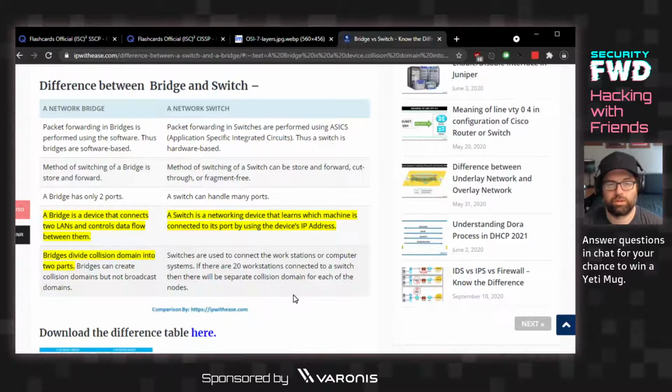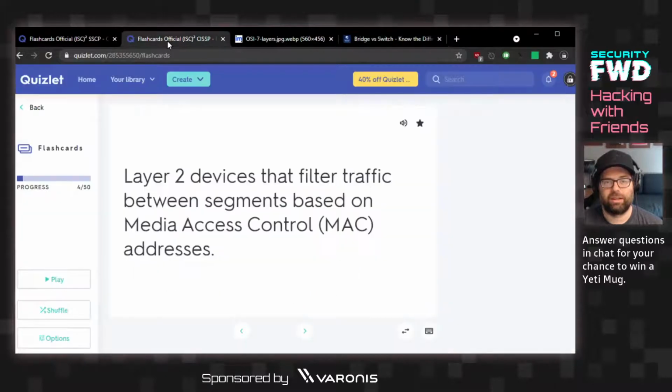Difference between bridge and switch. All right. Bridge is a device that connects two LANs and controls data. Yeah, the user eats the pizza. And it's actually lunchtime here. I'm really getting hungry. All right, a bridge is a device that connects two LANs and controls data flow between them. A switch is a networking device that learns which machine is connected to its port by the device's IP address. And I guess this is what's throwing me off about this, is that this filtering traffic, I would have thought that it just makes it like one network. It just dumps everything back and forth as a bridge.